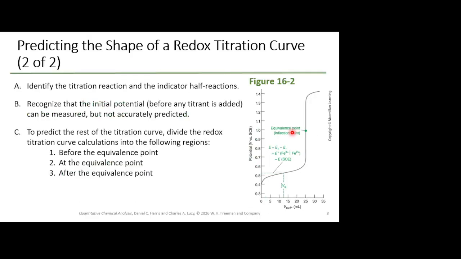I want you to have that as an overall framework when you look at these things. So you have to recognize here that the initial potential before any titrant is added can be measured, but we cannot actually predict this. To predict the rest of the titration curve, you have to divide the redox titration curve calculations into before the equivalence point, just like an acid-base system, at the equivalence point, and then after the equivalence point.